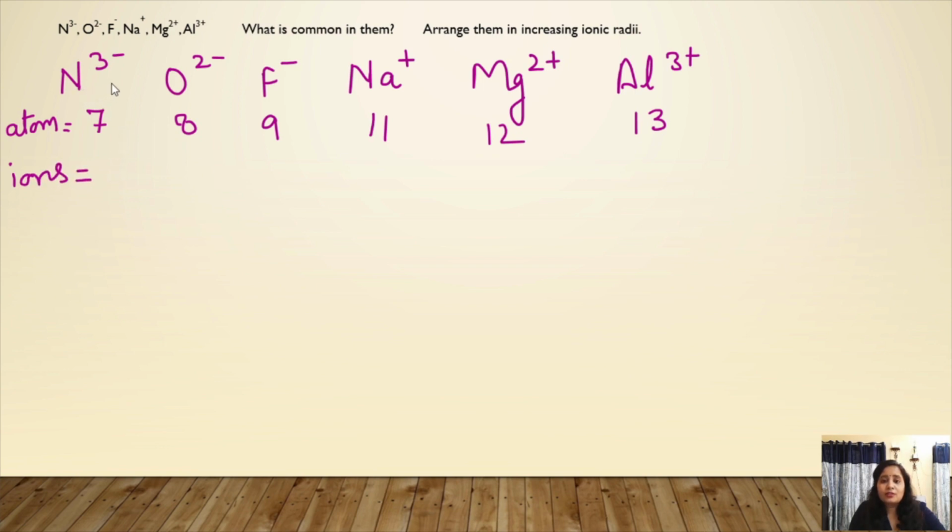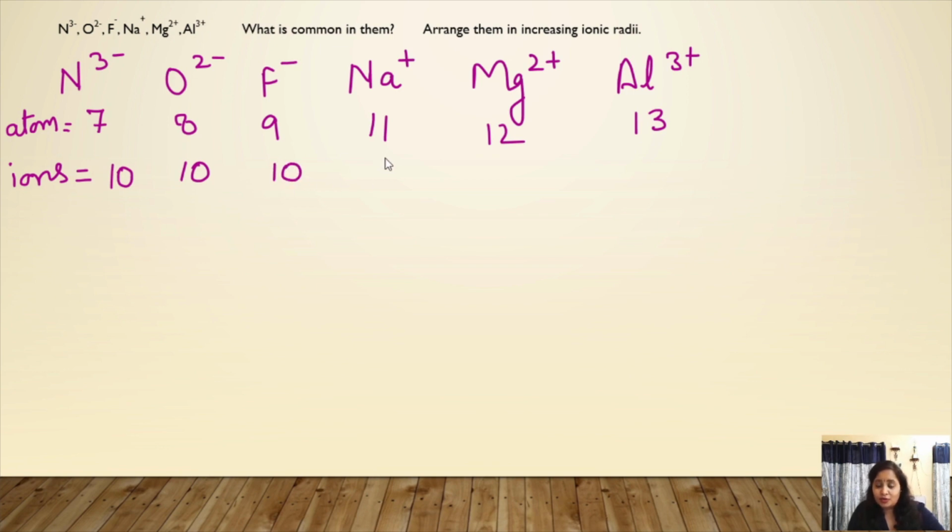So in ions, the number of electrons will change. For N 3-, normally it has 7, and 3- means 3 electrons added. So 7 plus 3, 10 in case of nitrogen. In case of oxygen, 2- means 2 electrons added to the atom to become an ion. So 8 plus 2, 10 again. In case of fluorine, 1- means 9 plus 1, 10.